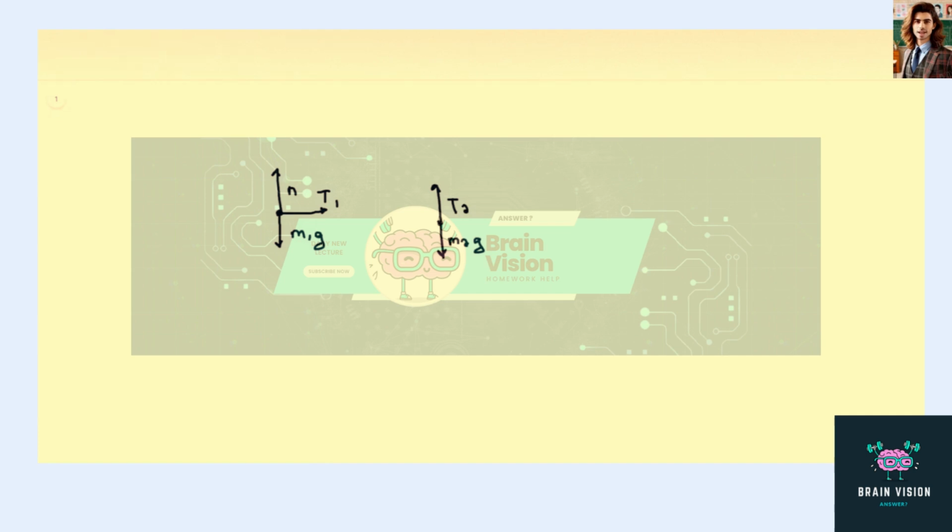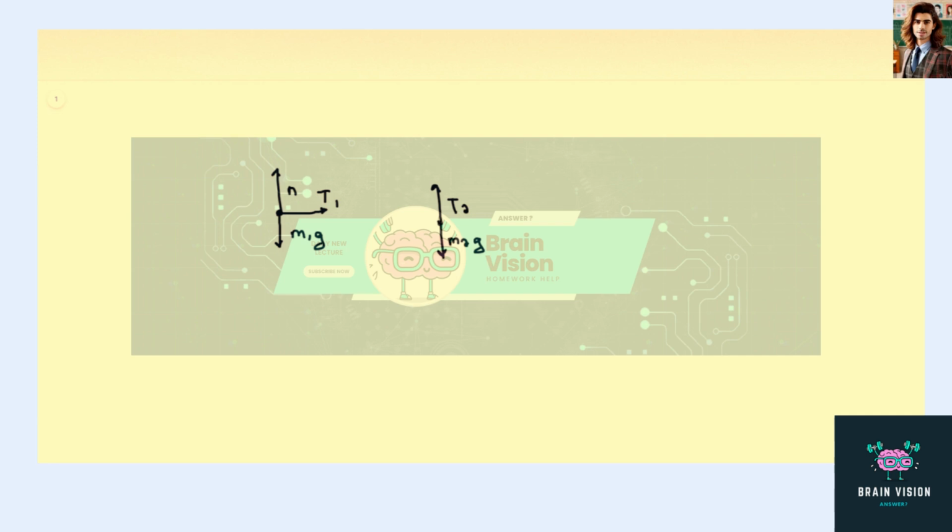These are the two force diagrams for our two blocks. For the block moving horizontally, there's a tension force T1 to the right. There's gravity pulling it down and a normal force up. In the second block, there is a tension force, not necessarily the same as this tension force, pulling it up, and then gravity pulling it down.